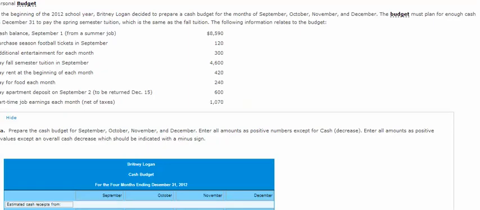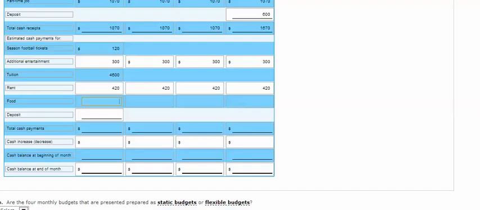Our food, we need to eat. Food was $240. We have to pay the deposit for our rent, so that was $600 in the month of September. So I'm putting that in. Our total cash payments, we're going to add all these numbers together. So let me add mine up real quick.